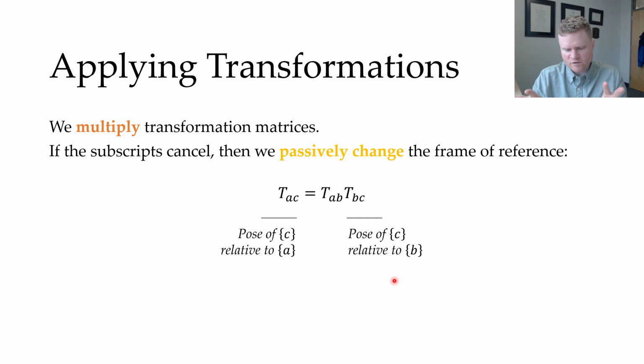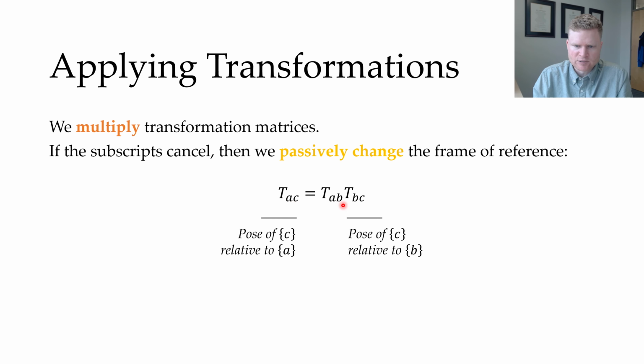But the order of multiplication is super important, and I want to make sure you get the right order when you're using these transformation matrices. The subscripts and the way we've defined our notation are going to give you a hint as to the correct way to do this multiplication. So let's look at this example right here.